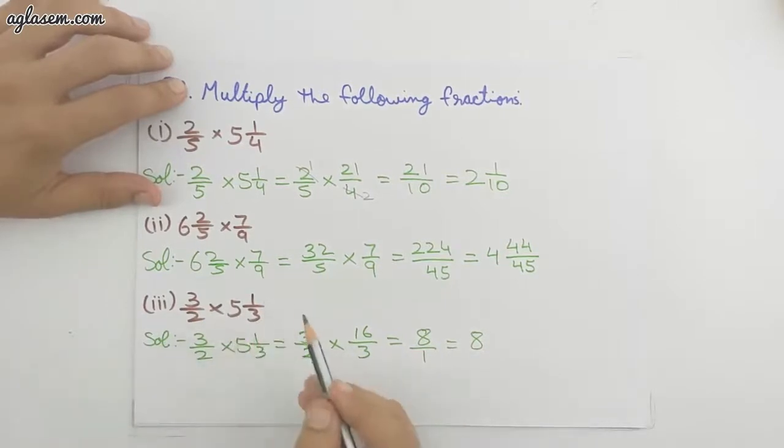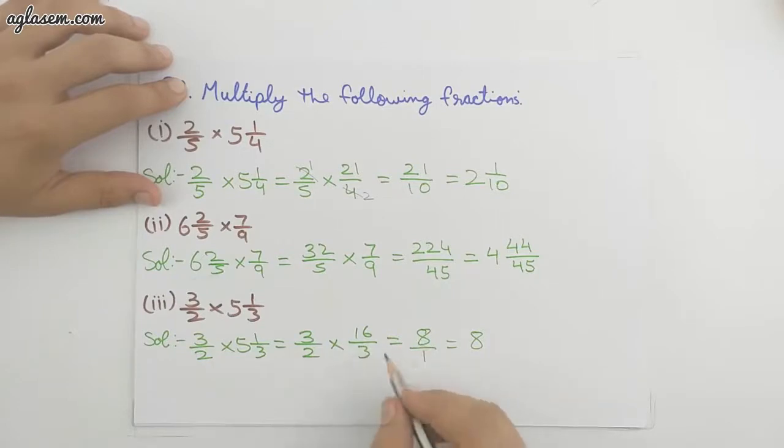Now this is also a mixed fraction. We will change it into an improper fraction, which is 16 upon 3. So 3 by 2 multiplied by 16 upon 3 will give us 8 upon 1, which is the whole number. We can write it as 8 as well.